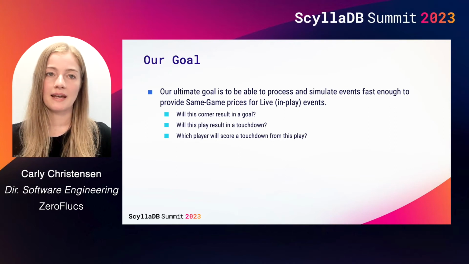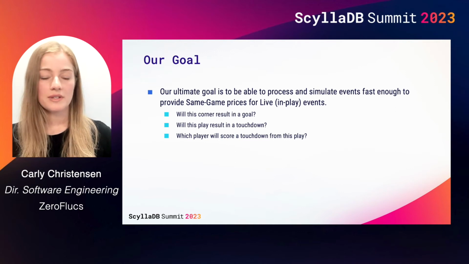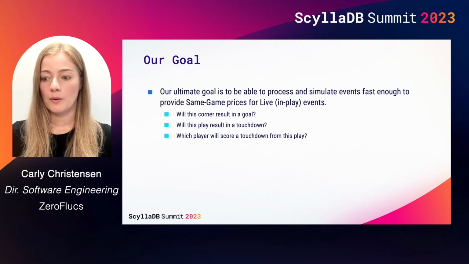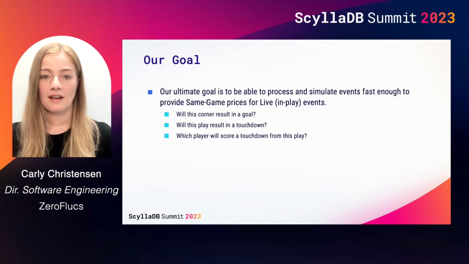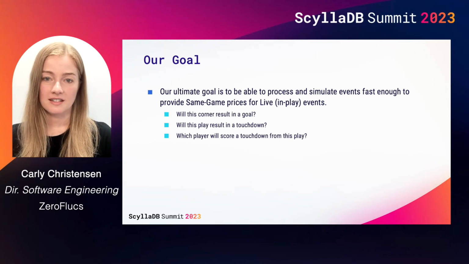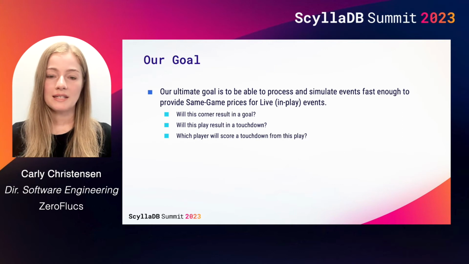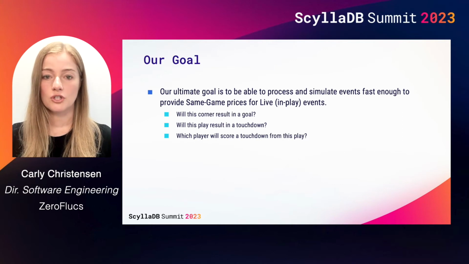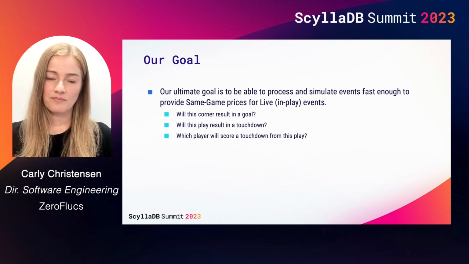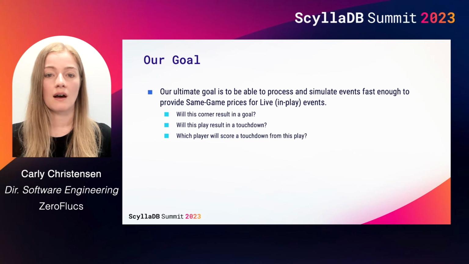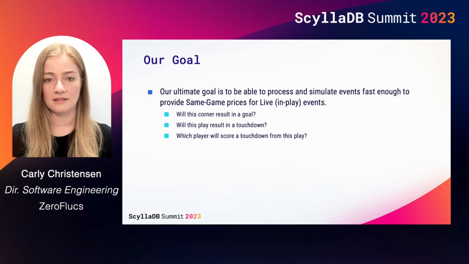We need to be able to answer questions like, will this corner result in a goal? Will this team score next? Will this play result in a touchdown? And which player will score the next touchdown? And we need to be able to do this fast enough to provide prices before that play is finished. To do this, we need to optimize for time over any other factor.